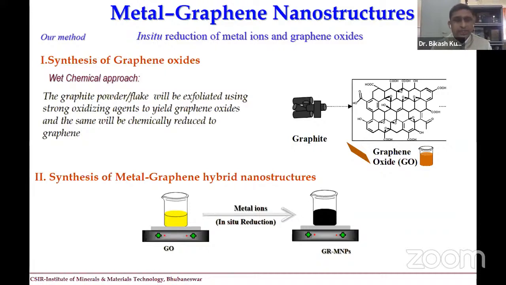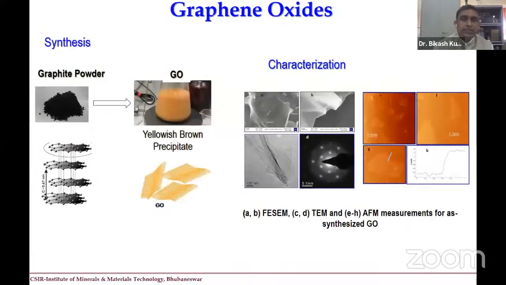One is graphene oxide synthesis, followed by the in situ reduction of metal precursors and graphene. So this method we followed: first we tried to synthesize the graphene oxide that I have already mentioned. We have adopted the modified Hummers method by chemical exfoliation of graphite powder. Here we used highly oxidizing reagents like potassium permanganate in the presence of some acid. Then we generate nascent oxygen so that the oxygen exfoliates the graphite and functionalizes the graphene to get the graphene oxides.